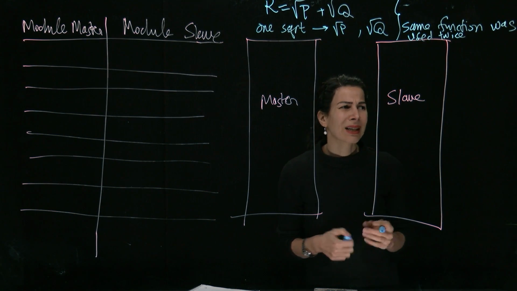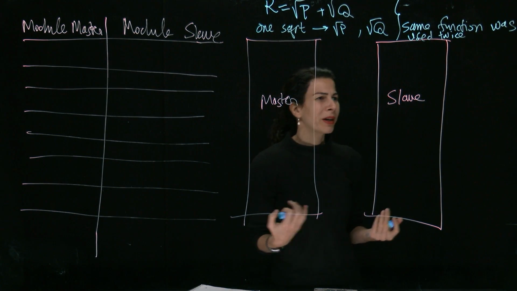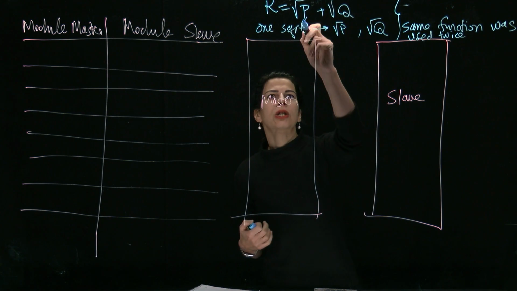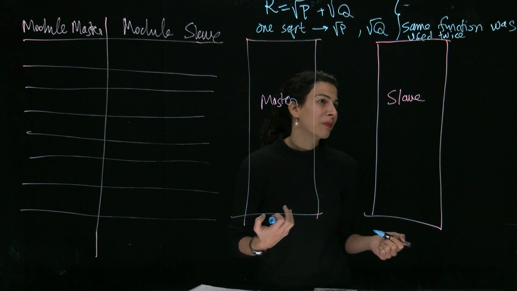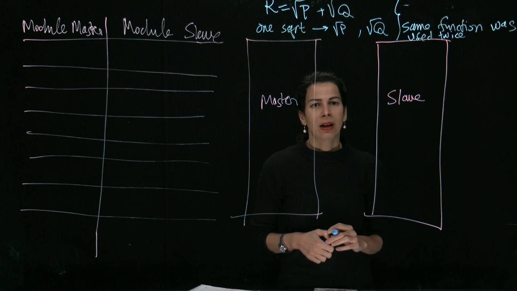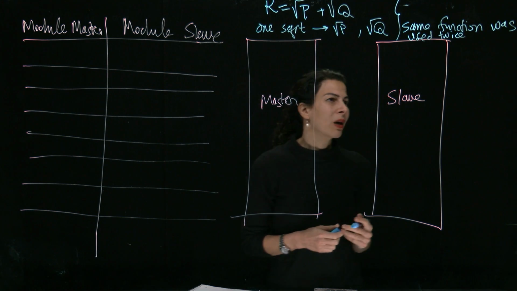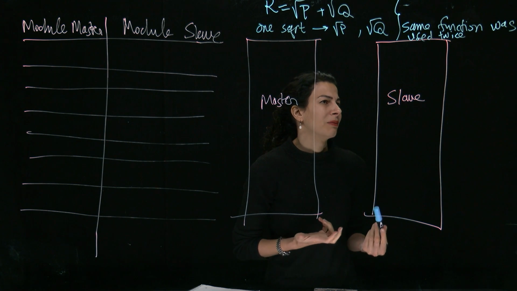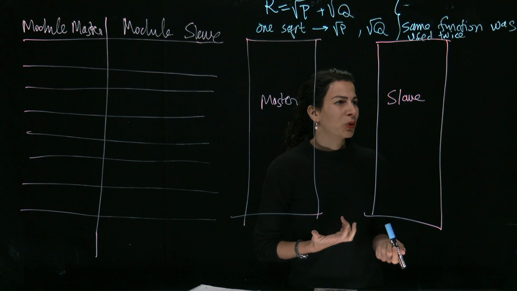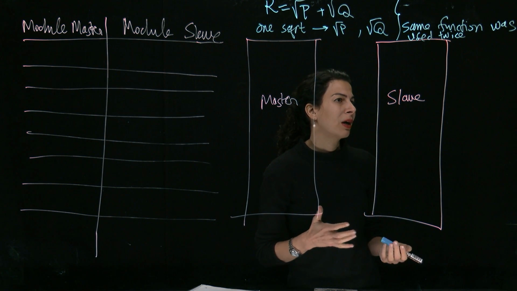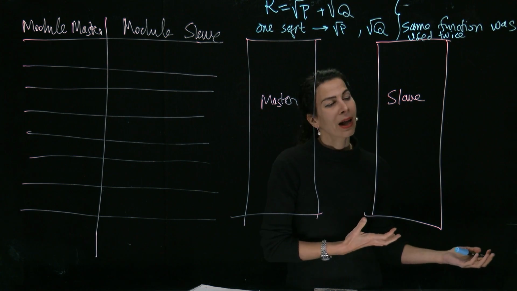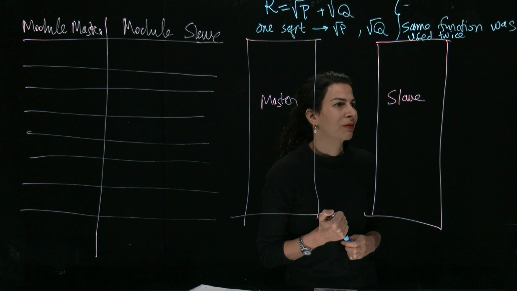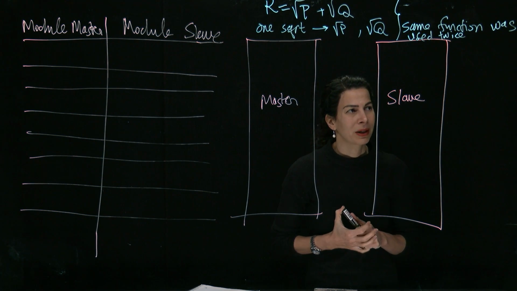Now, what if things get a little bit more complicated? What if I have a design where each of these square roots takes more than one clock cycle? What if the module that I'm trying to use and pass variables to is being used by someone else, and I have to wait till it finishes what it was operating on?